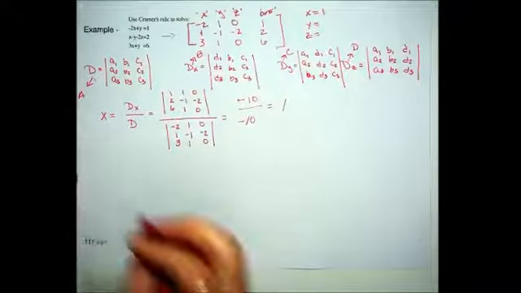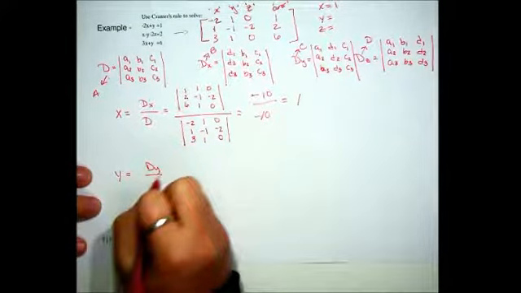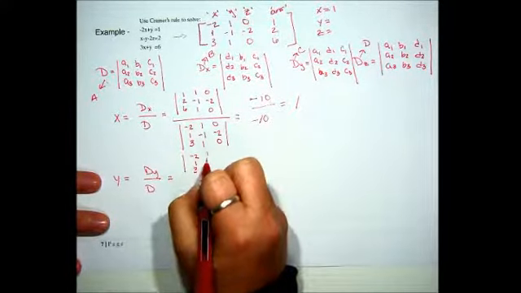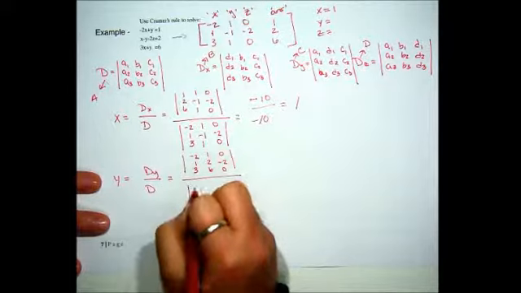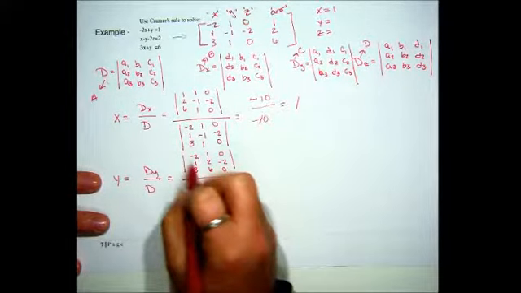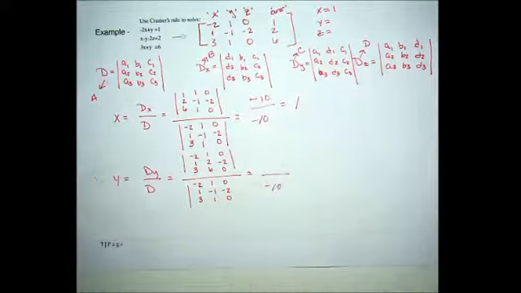So let's go ahead and figure out what Y is. Y is D sub Y divided by D. D sub Y will be the determinant of negative 2, 1, 3, 1, 2, 6, 0, negative 2, 0. On the bottom is the same denominator that we had before, the D matrix. Again, I know the denominator is negative 10, but let's figure out what the numerator is.